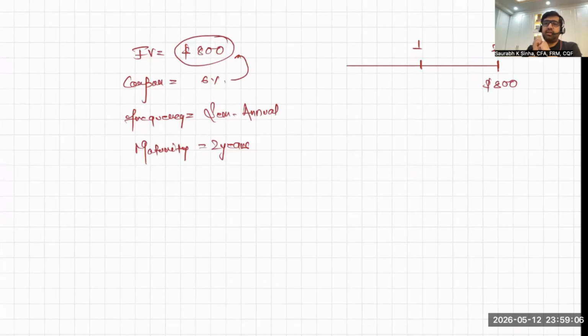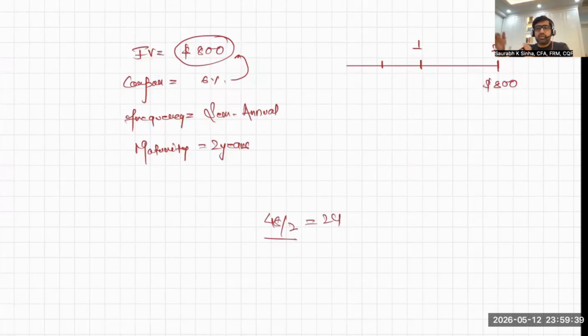6% of 800 is what? 48. Agreed? So 48 net you will receive every year. But in how many parts? 2 parts. So 48 will be divided by 2. You will receive 24. When? In 2 parts, so 6 months. If you have to divide 1 year into 2 parts, it is going to be 6 months, 6 months. So 24, 24, 24, 24.